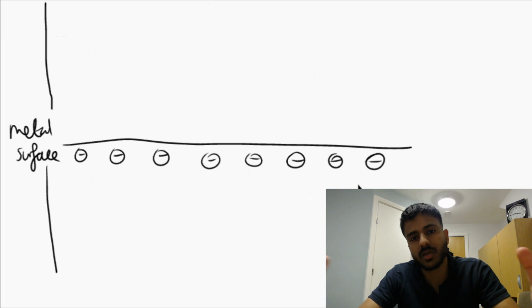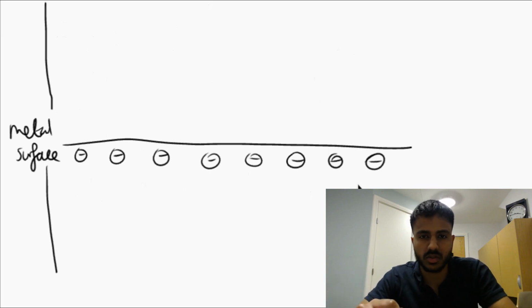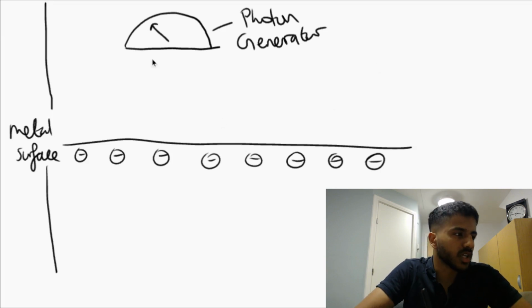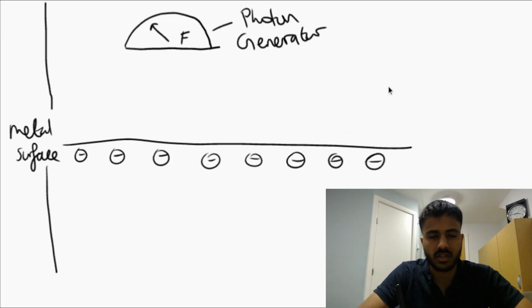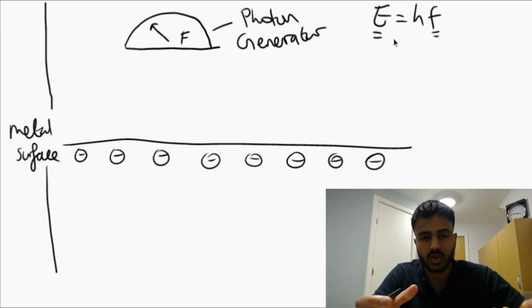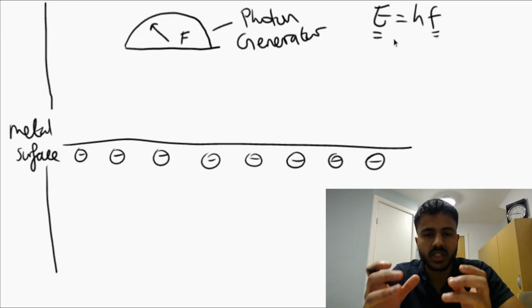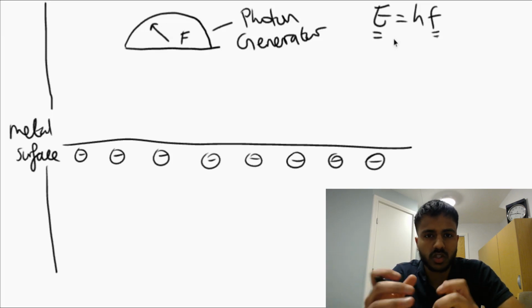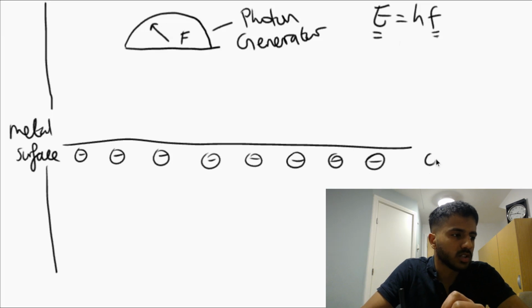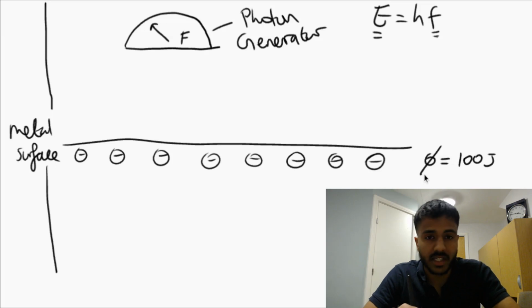Now we know one of the properties of metals is that they have delocalized electrons. Electrons that are just free to move. And here I have this photon generator that will emit photons that will hit the surface. And what I can do is I can change the frequency on this generator. And we know that because E is equal to hf, if I change the frequency, I'm going to end up changing the energy of these photons. Now in the previous case, we said that we needed 1000 joules to jump out of that hole. Let's say that we now need 100 joules for an electron to be released from the surface.